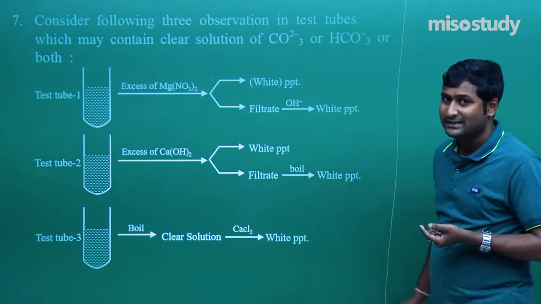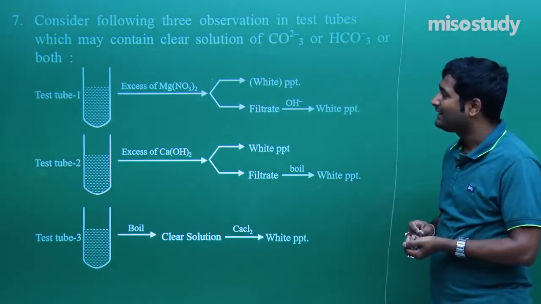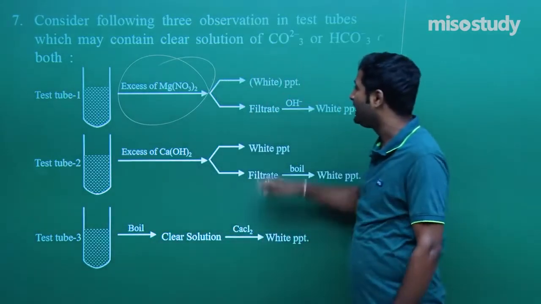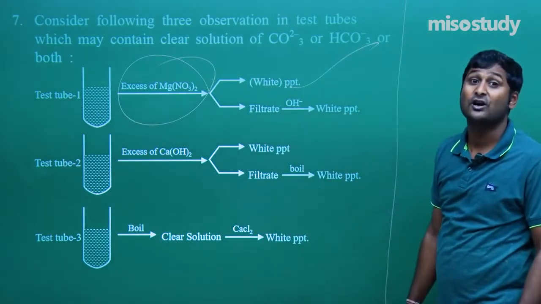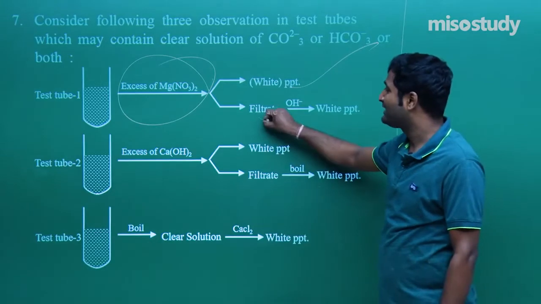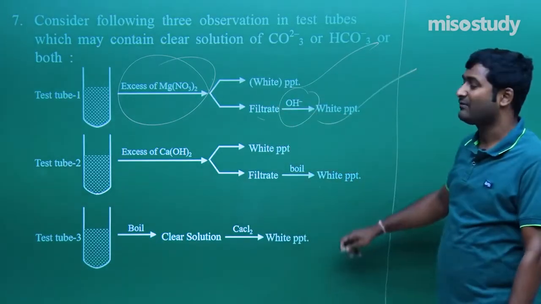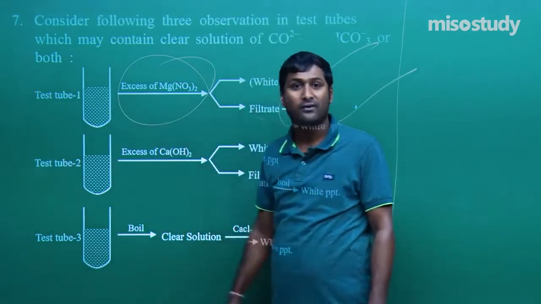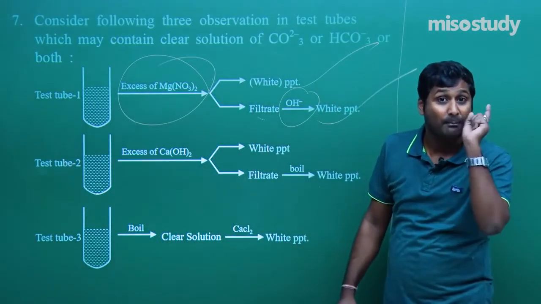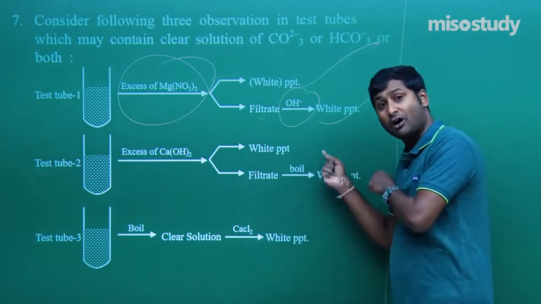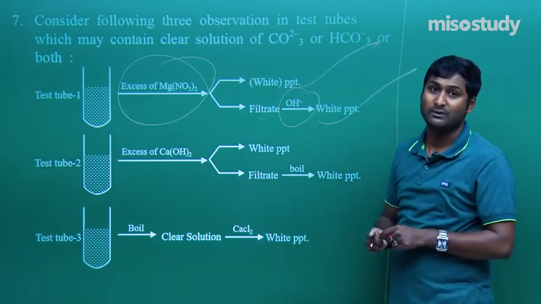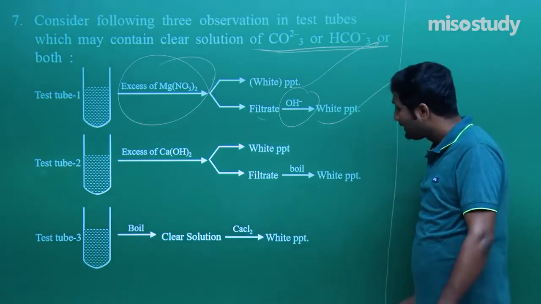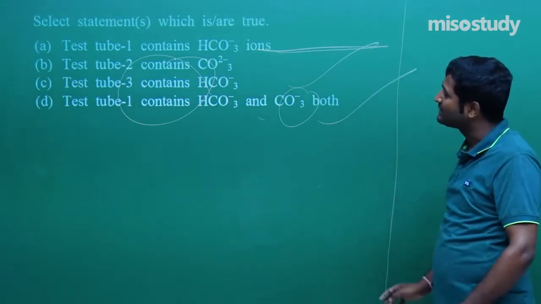Sir, as I told you earlier, if it is treated with excess of MgNO3, then in the first case there is a formation of white PPT, and when the filtrate is treated, again there is a formation of white PPT. So this test tube 1 confirms the presence of bicarbonate and also carbonate. Now check out which option is correct.